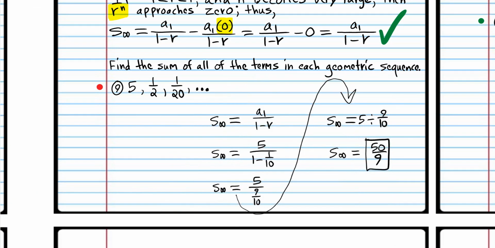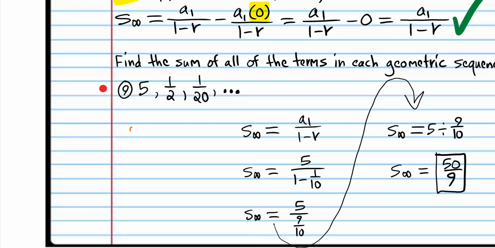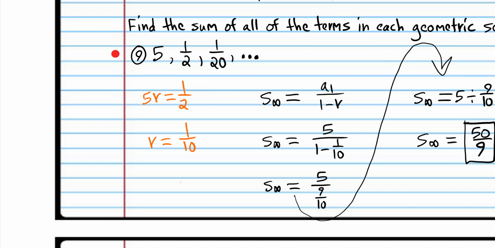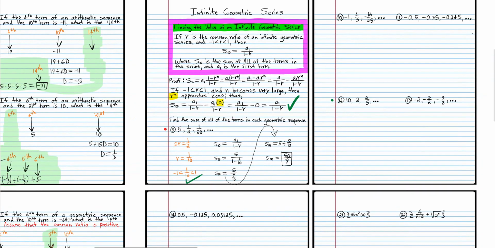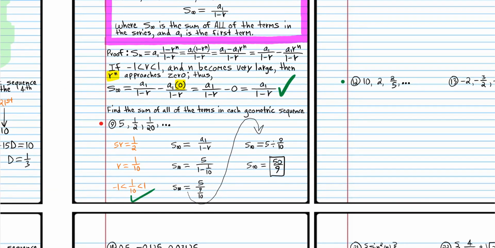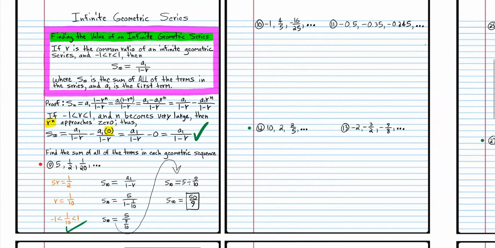We'll show that we found that the common ratio is between -1 and 1. Oops, that should be 1/2. So r is 1/10, and 1/10 is less than 1, but it's greater than -1. So we showed that we can find the sum of the infinite geometric series. So let's try another one of those problems.